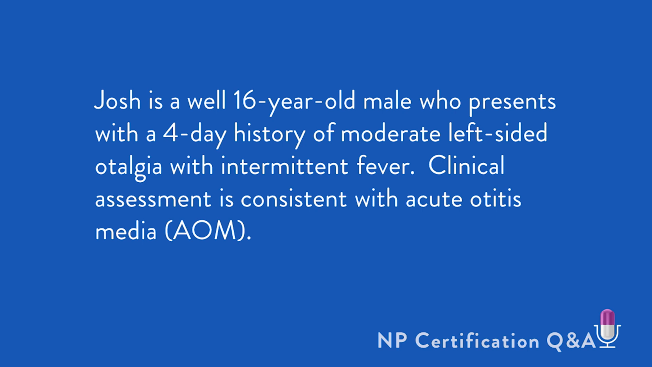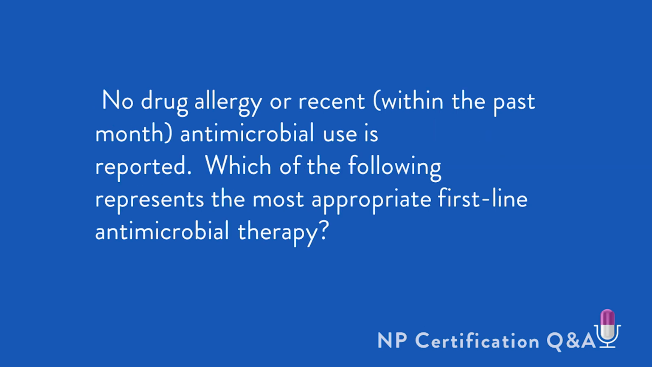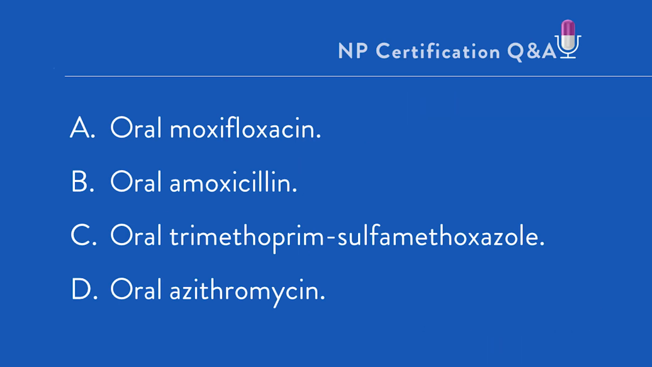Josh is a 16-year-old male who presents reporting a 4-day history of moderate left-sided otalgia with intermittent fever. Clinical assessment is consistent with acute otitis media. No drug allergy or recent antimicrobial use is reported, particularly within the last month. Which of the following represents the most appropriate first-line antimicrobial therapy? Would it be A, oral moxifloxacin, B, oral amoxicillin, C, oral trimethoprim-sulfamethoxazole, D, oral azithromycin?